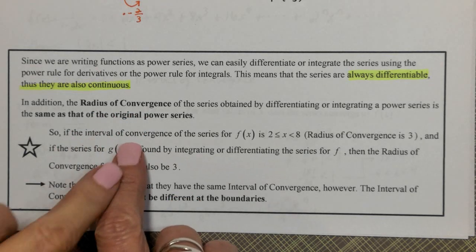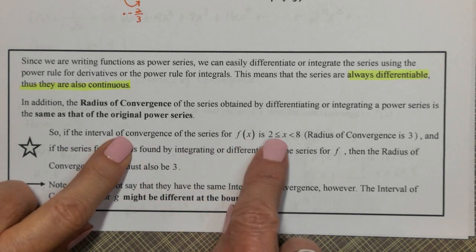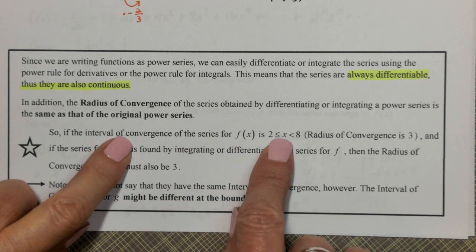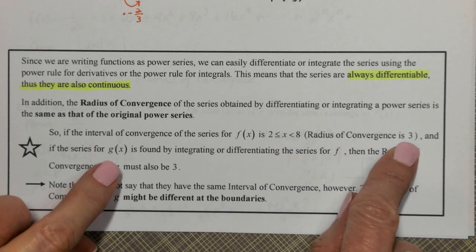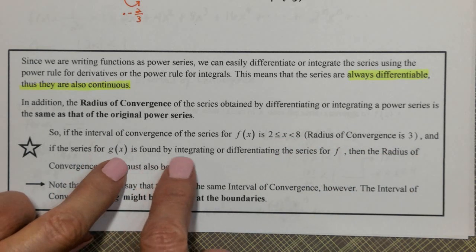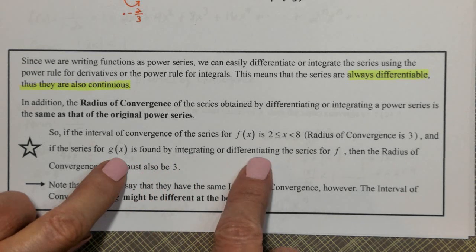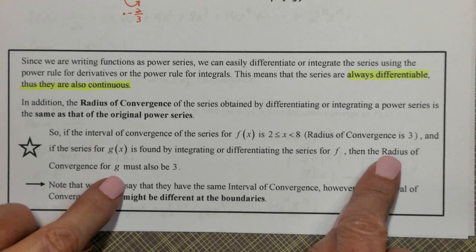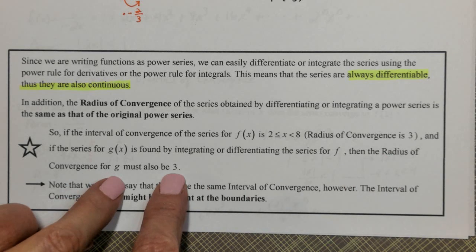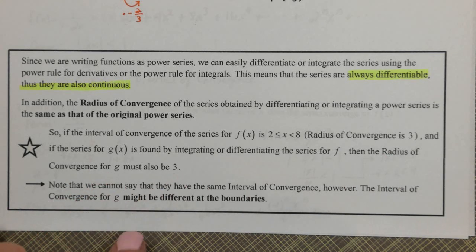If you know that the interval of convergence for f is this, that has a radius of convergence of 3. And if the series for G is found by integrating or differentiating the series for F, then the radius of convergence for G must also be 3. It does not say that the interval is the same, because the interval for G might be different at the boundaries, but the radius will be the same.